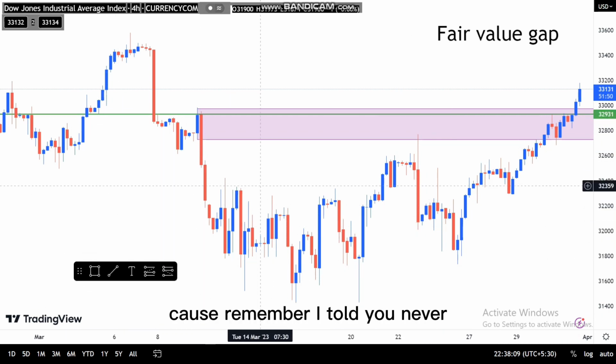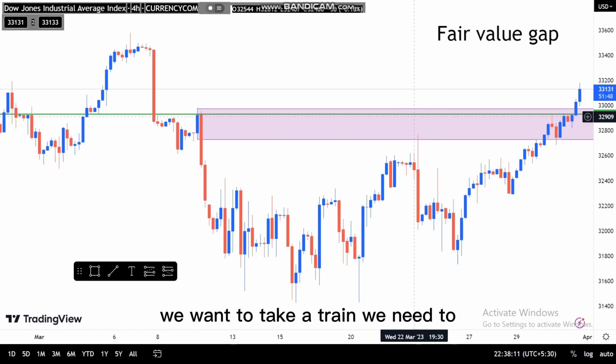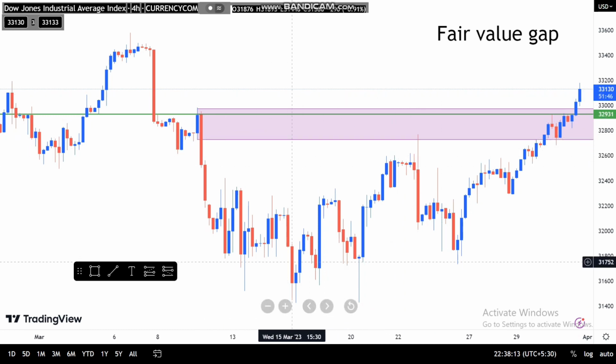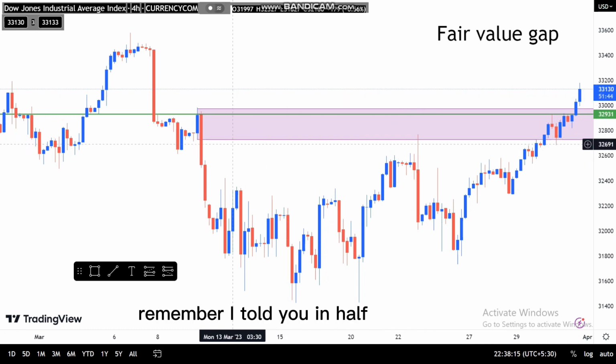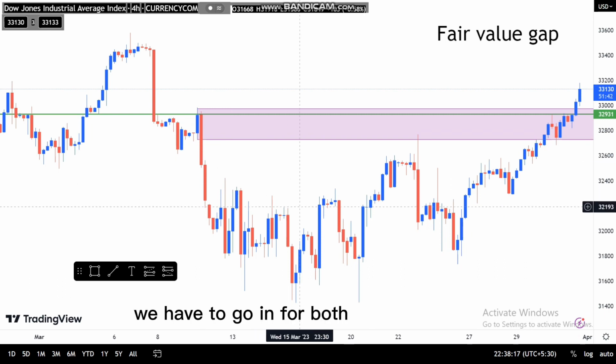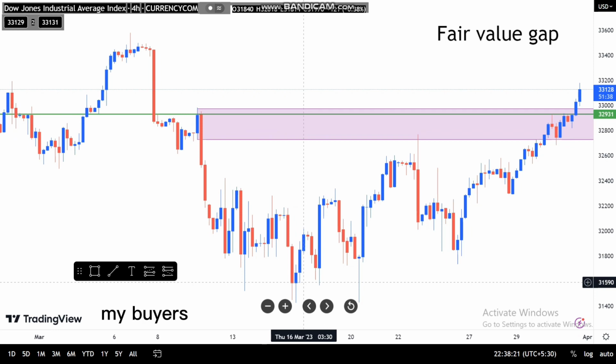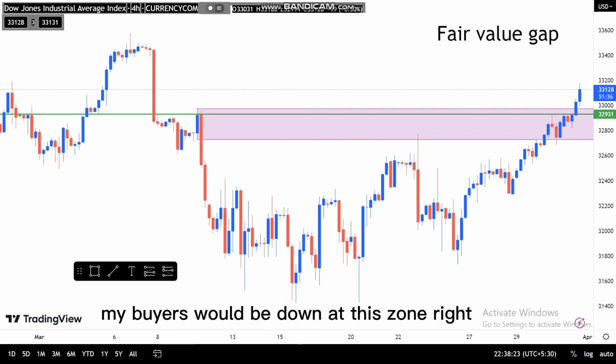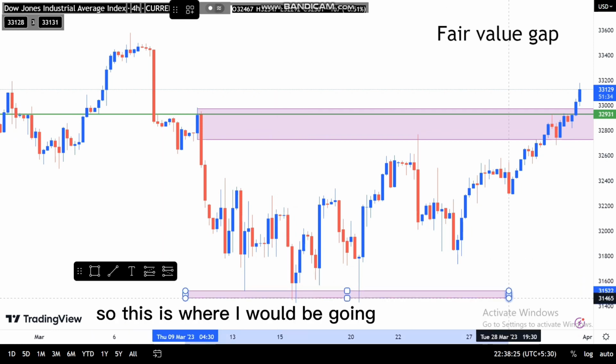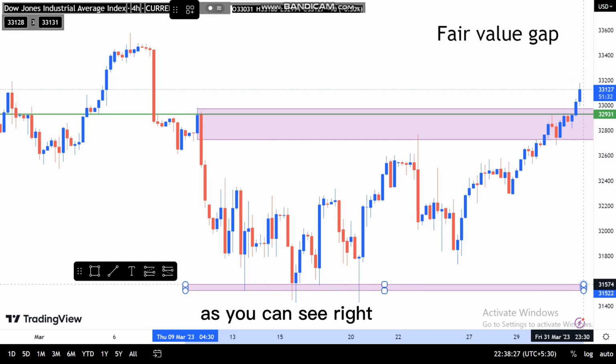Remember I told you whenever we want to take a trade, and when you have a fair value gap, we have to go in for both buys and sells. So the first thing, my buys would be down at this zone right here. So this is where I would be going in for my buys, as you can see right here.